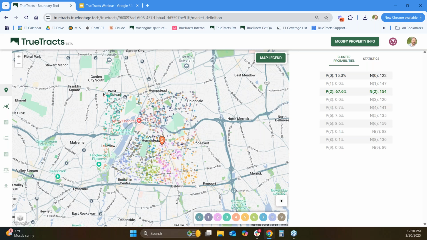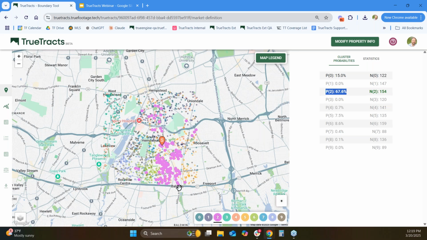We want you guys to draw your boundaries based on data and not arbitrary bias. So you let the data tell you where those boundaries are going to go. The first thing it does is expand out to find 6,000 home sales over the last 5 years. It's then going to use machine learning to group those properties into different clusters. Up here, it tells me that the most probable cluster that this belongs to is number 2, and it shows me where those properties are.